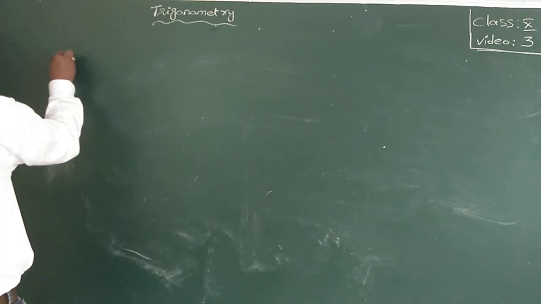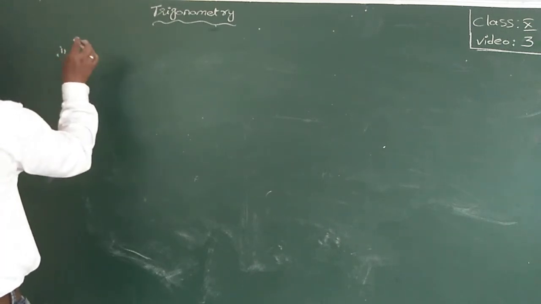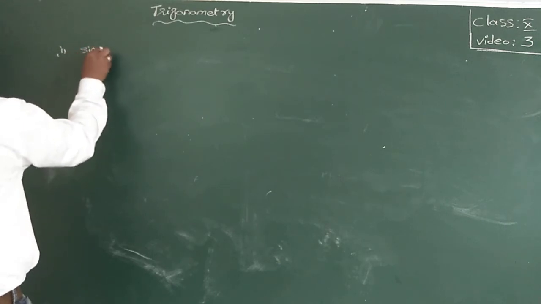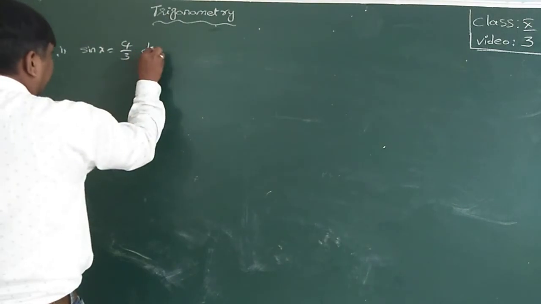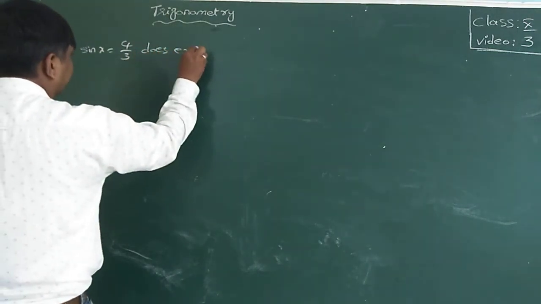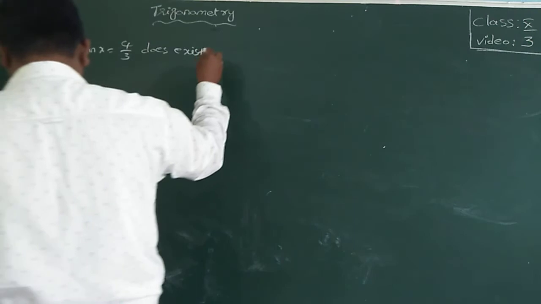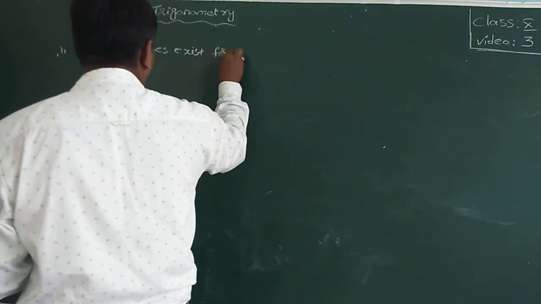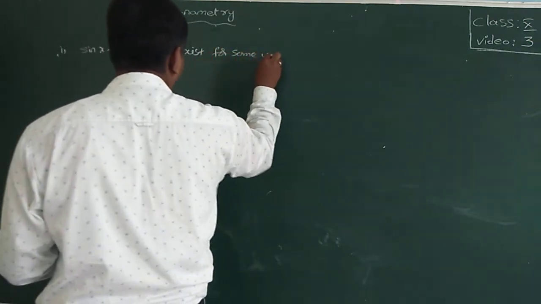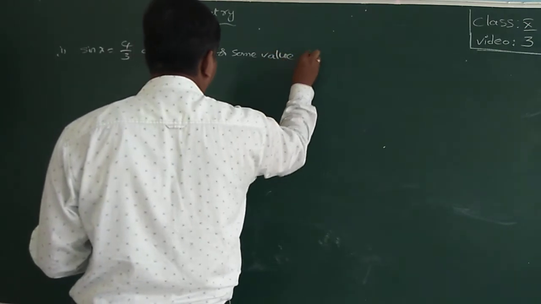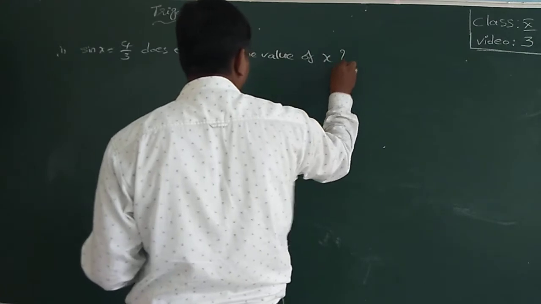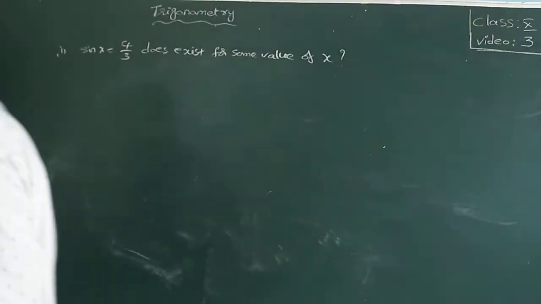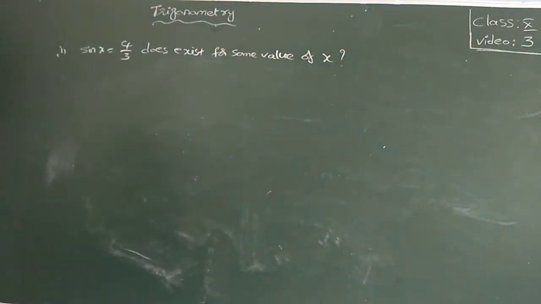Think and discuss. Sin x is equal to 4 by 3, does it exist for some value of x? The question is: sin x is equal to 4 by 3. Does it exist?